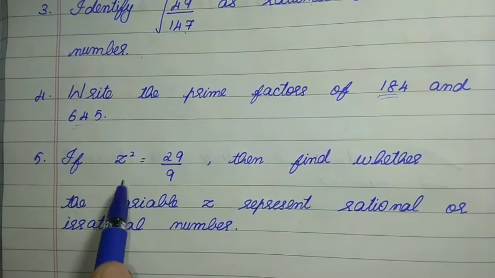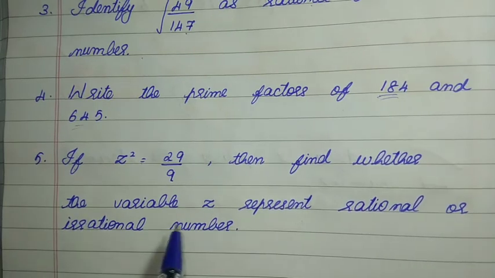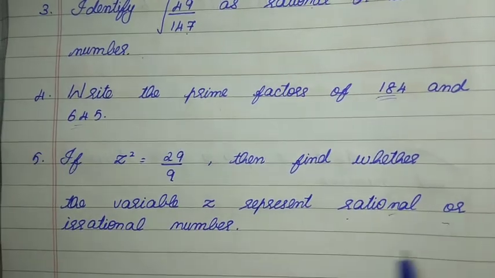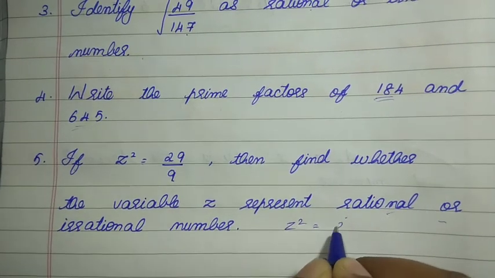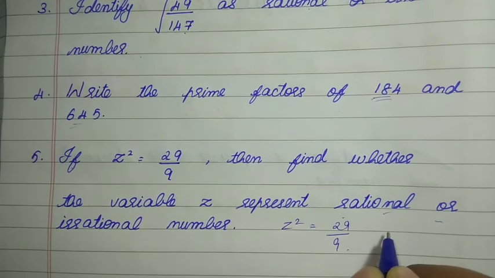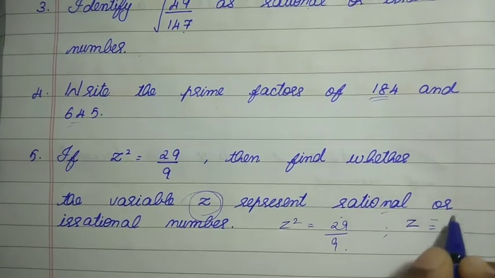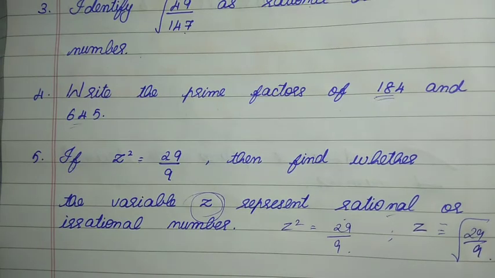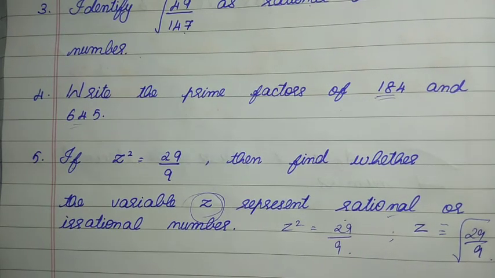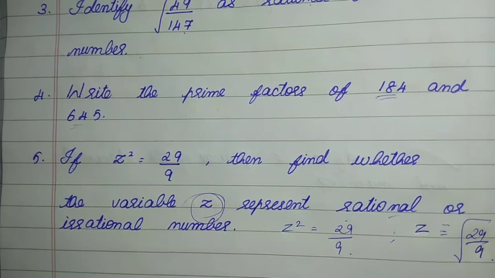Question 5. If z square is equal to 29 by 9, then find whether the variable z represents a rational number or an irrational number. So z square is equal to 29 by 9, and you will find z. Yes, z only is asked, so z is equal to root of 29 divided by 9. You will find this and simplify it, and if it has a root, it will be an irrational number. If it does not have any root, then it is a rational number.